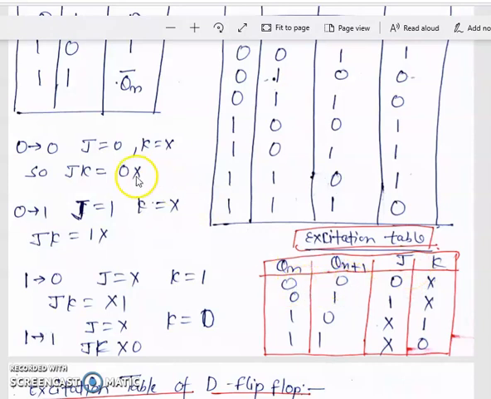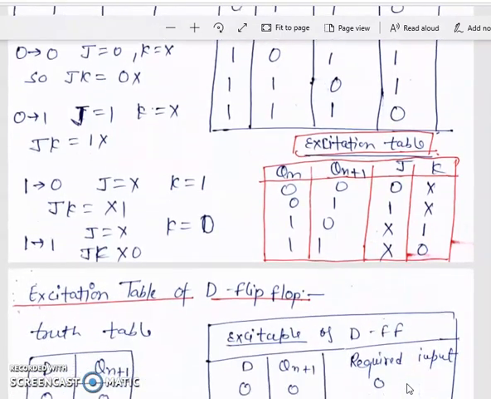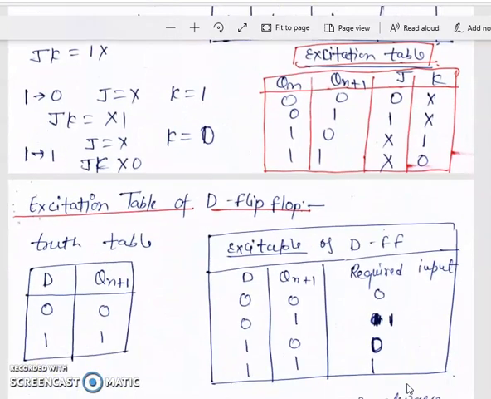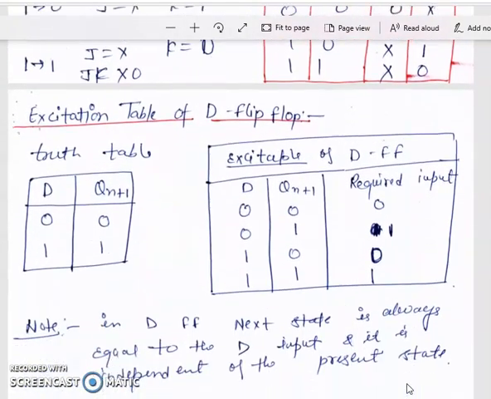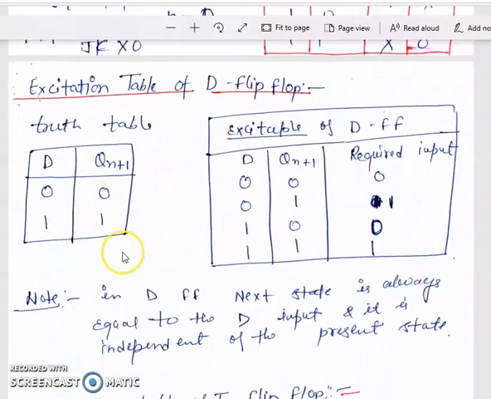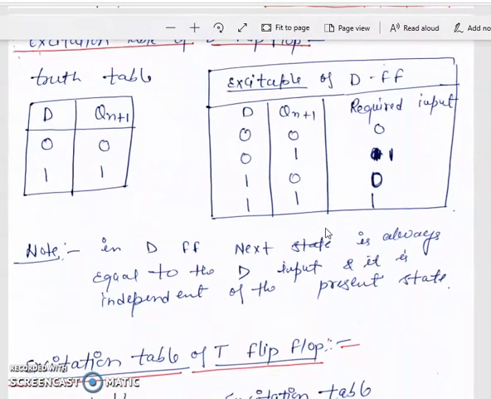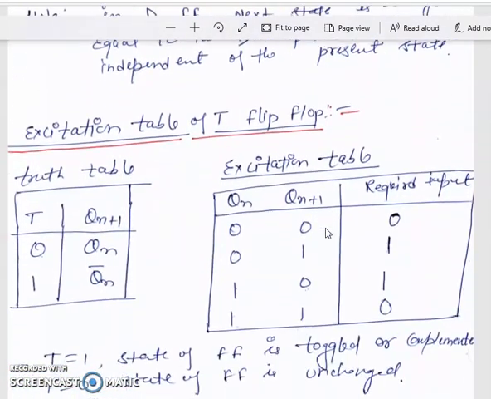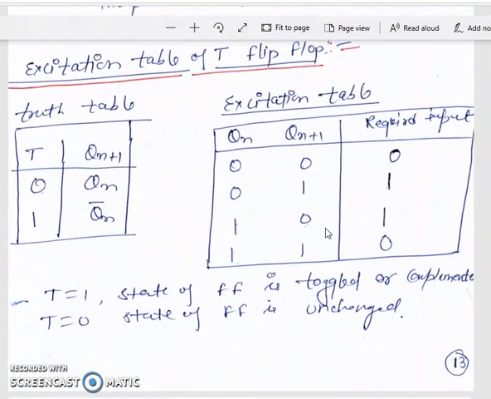For 0 to 0, J and K is 0 and don't care. For the next combination, that is 0 to 1, it is 1 and don't care. 1 to 0 is don't care and 1, and the last one is 1 to 1, don't care and 0. In this process, we find the excitation table of the D flip-flop and also the T flip-flop. Same process: write the truth table, write the characteristic table and write the excitation table of both the T flip-flop and the D flip-flop.